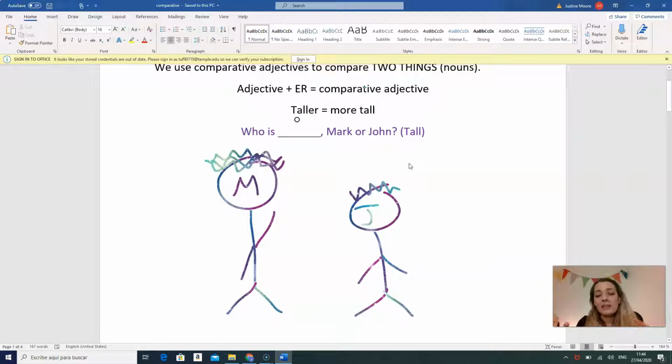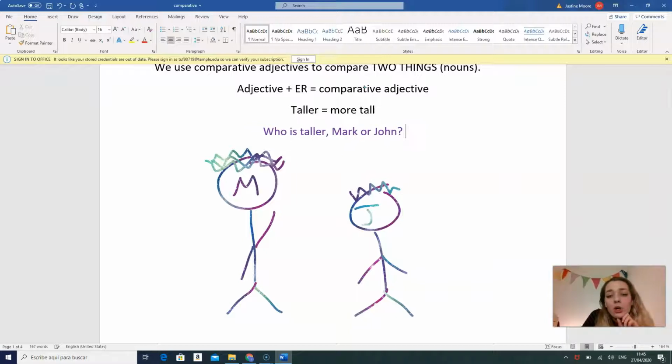So let's look at this picture below. Let's complete the question and then answer. The question: we want to know who is more tall. Who is more tall, Mark or John? But we want to use the comparative adjective. To form it, we take the adjective, tall, and just add er, taller. So the question is, who is taller, Mark or John? Let's look at the picture. Who's taller, Mark or John?